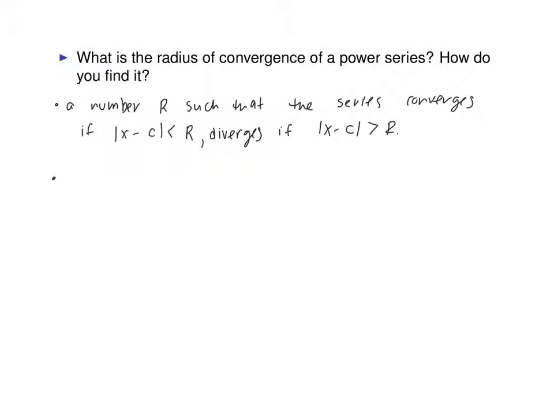And in terms of how you find it, you apply the ratio or root test, depending on what's more appropriate, to your power series. And when you do all the work, you end up with something that has to be less than 1. And you figure out when this expression, this x minus c, some expression of stuff, is less than 1. And that is how you find the radius of convergence.